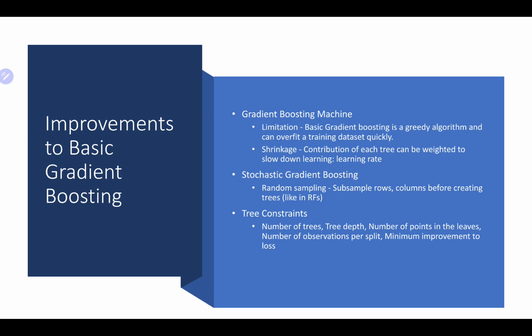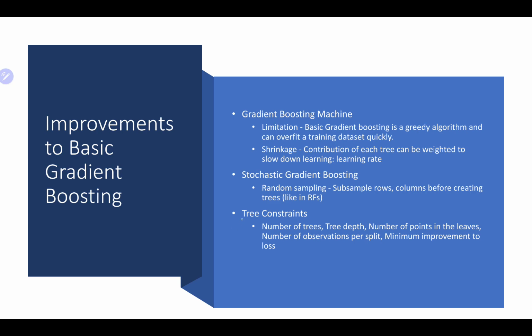That's one idea. We can also introduce random sampling. This random sampling idea, of both subsampling the rows, the data points, or subsampling the columns, the features, the variables, is not being applied in basic gradient boosting. So stochastic gradient boosting is saying, hey, maybe we should take those ideas from random forest and apply them here as well. That's another way to improve on gradient boosting.